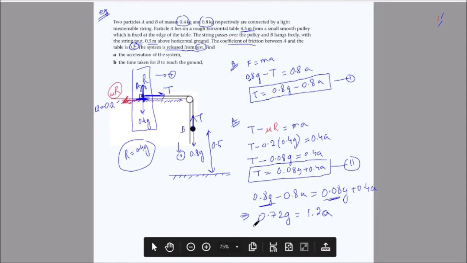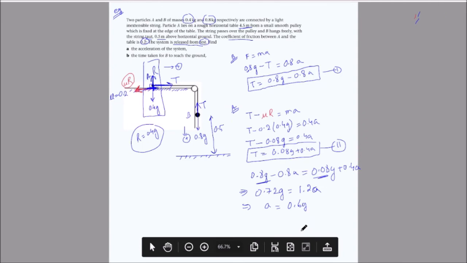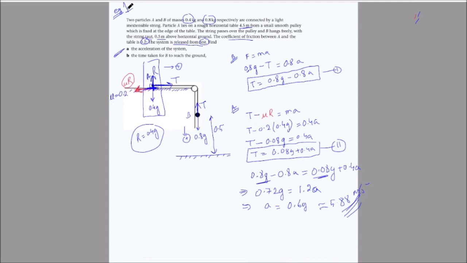So if you divide this, you will get 0.6 g. This is your answer. If you convert this into decimal, you will get 5.88 meter per second square. So that's your acceleration. So this is example 1, and we are done with part A, where we calculated the acceleration.